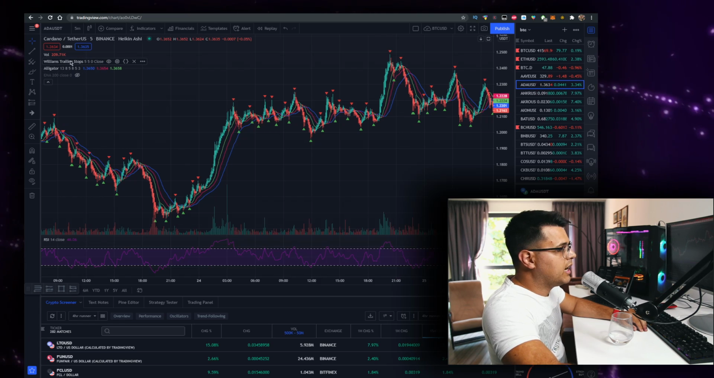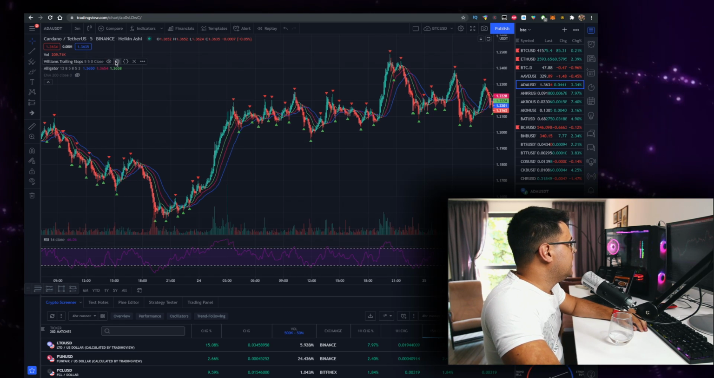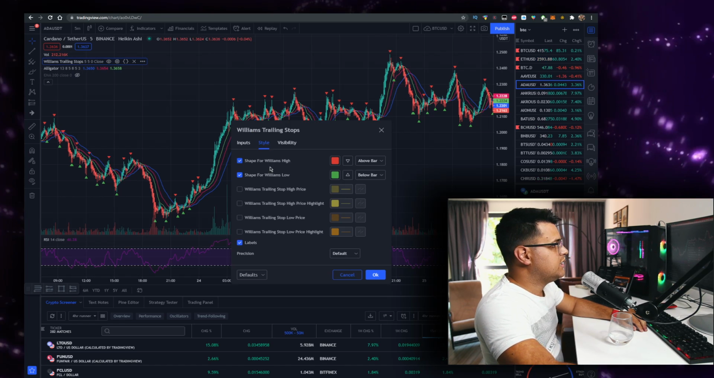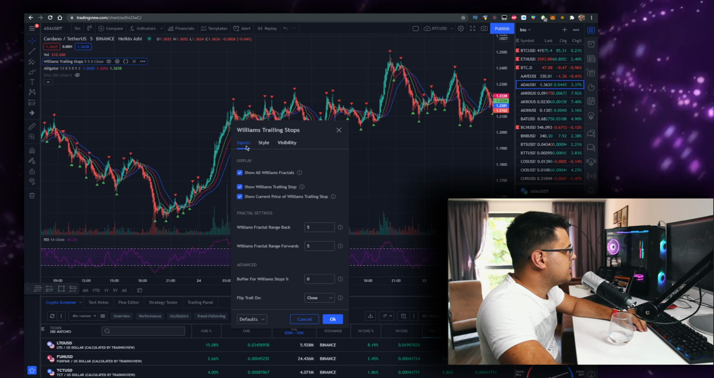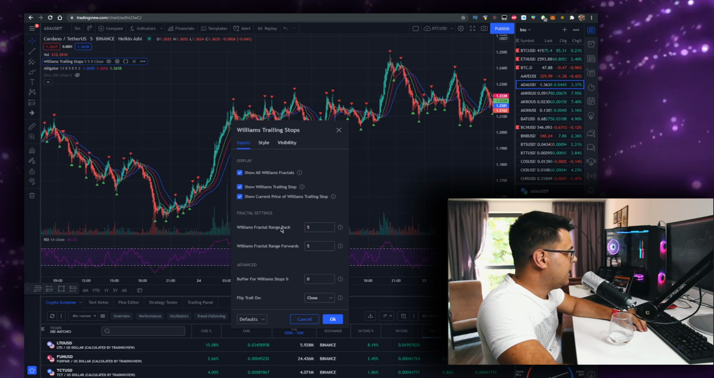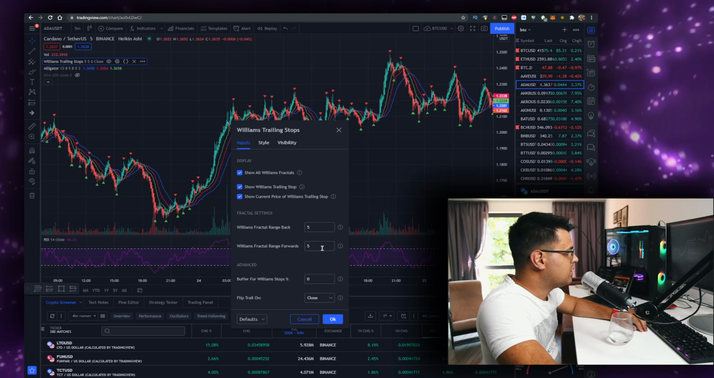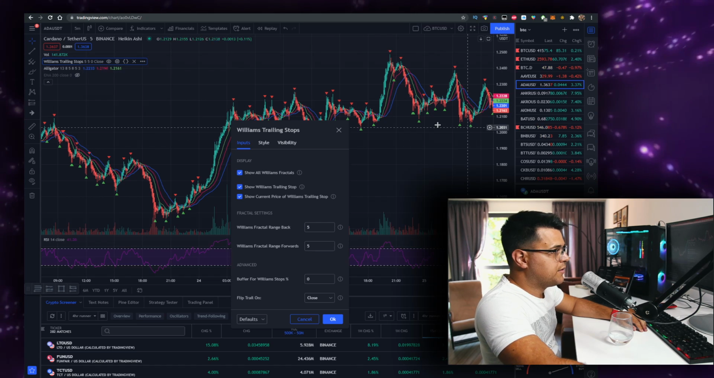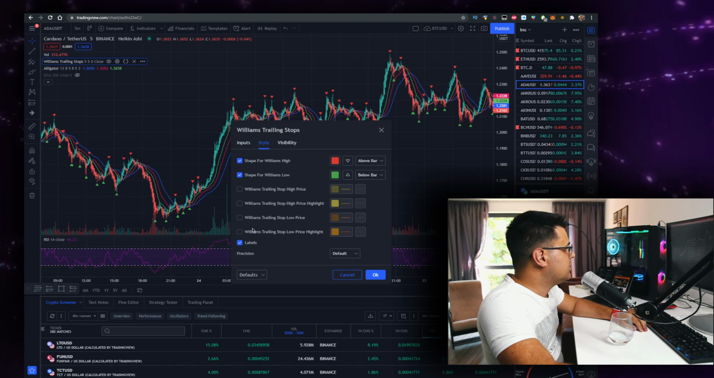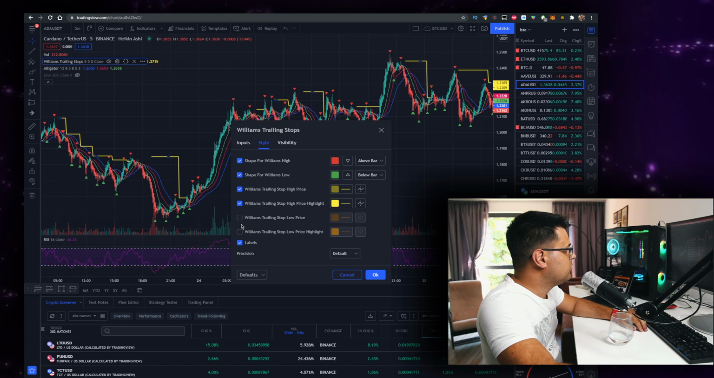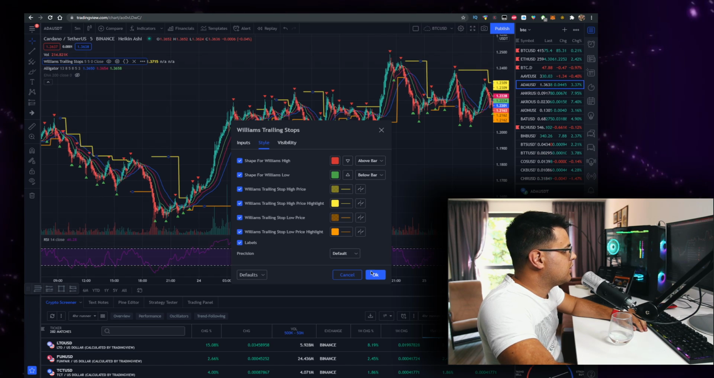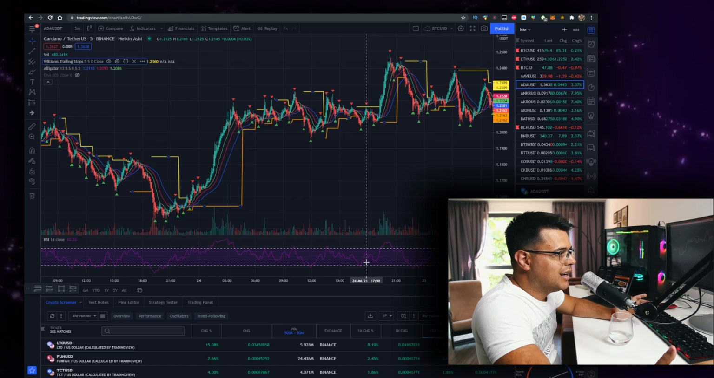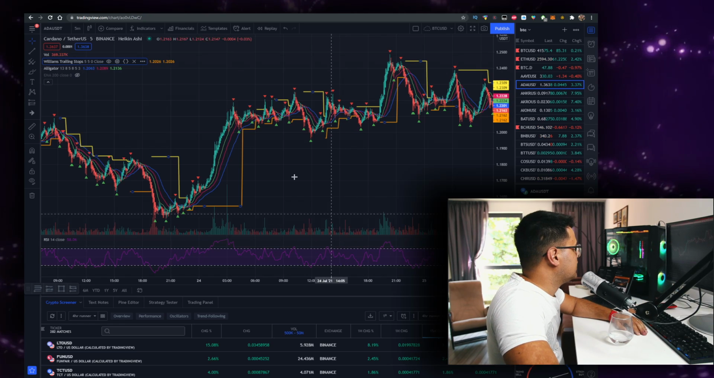The reason why I use the trading stops is because it has more functionality. And I've actually got it set up to inputs 5, range back and range forwards, so it doesn't have too many signals. And I'll actually turn this on for now, so you can get a better understanding of some stop loss levels that we can set.